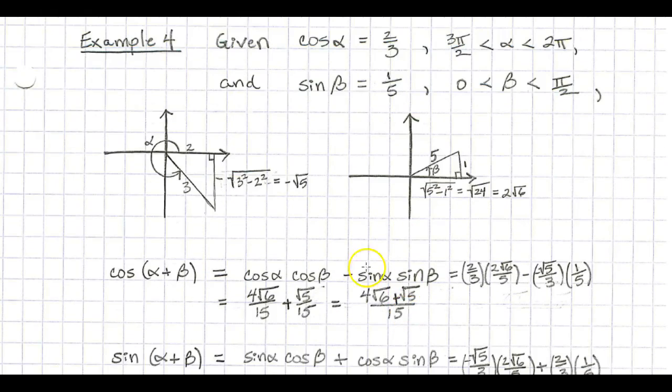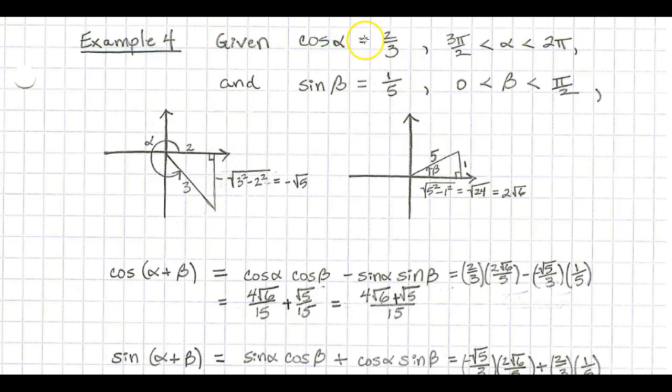Okay, our last example, given that the cosine of alpha is 2/3 and alpha is between 3 pi over 2 and 2 pi, in other words, it's in the fourth quadrant over here. Cosine of alpha, then its reference triangle, sorry, my dog started to bark, but he's stopping now. So the reference angle is right here. So the reference triangle is this guy.